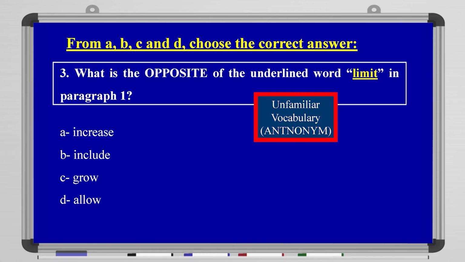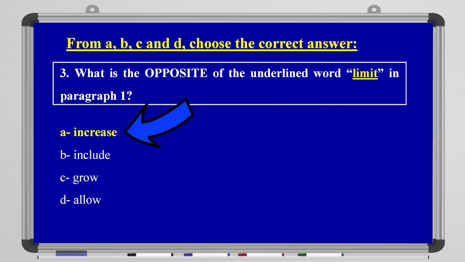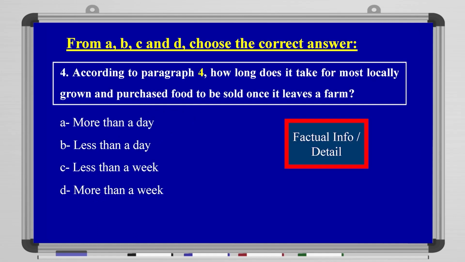Another word which has the same meaning. Now, what's the opposite of decrease? It's increase. Well done, you figured out the answer. Number 4. According to paragraph 4, how long does it take for most locally grown and purchased food to be sold once it leaves a farm? More than a day? Does it take less than a day? Less than a week, or more than a week.